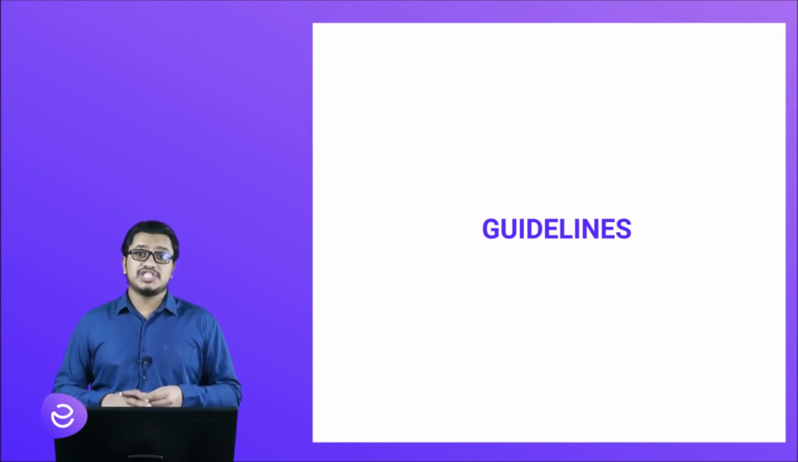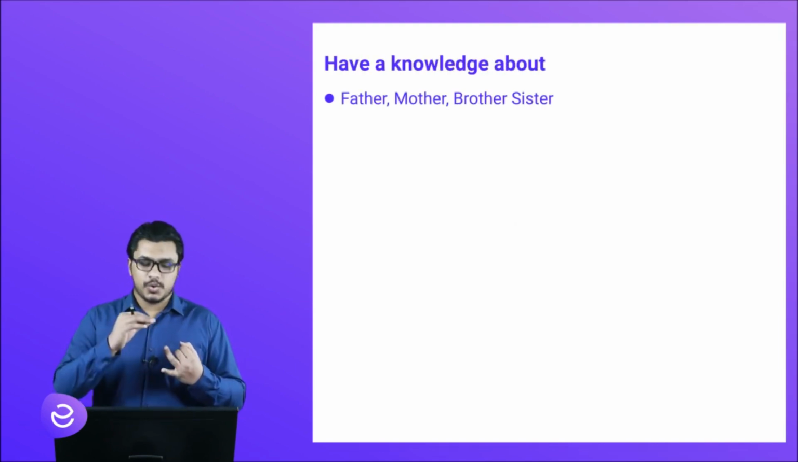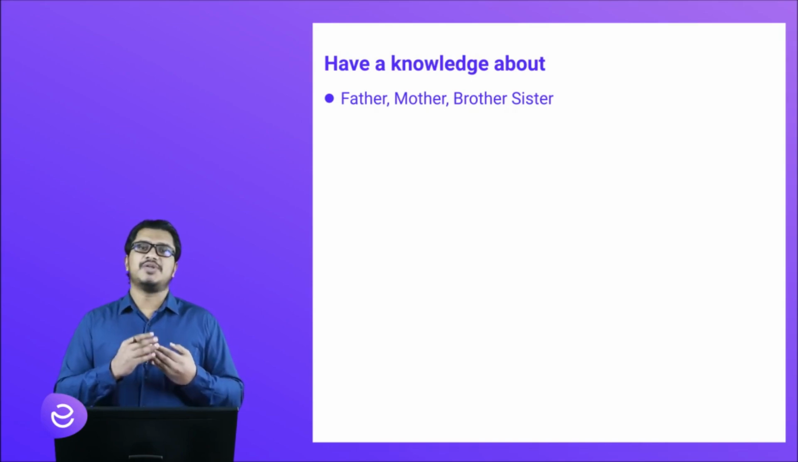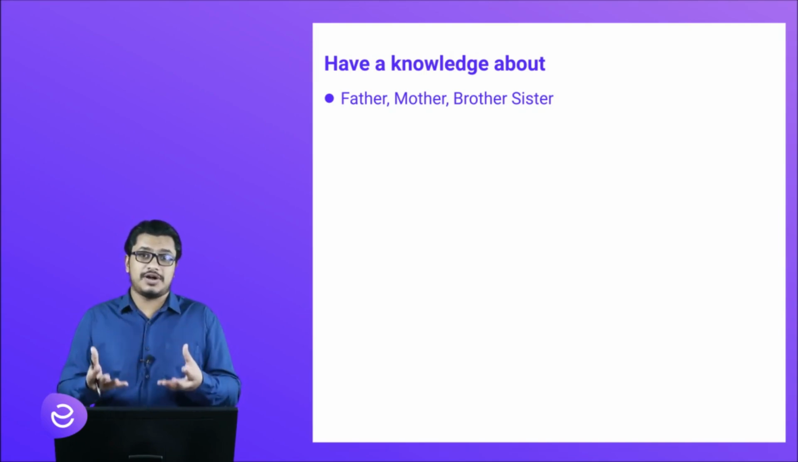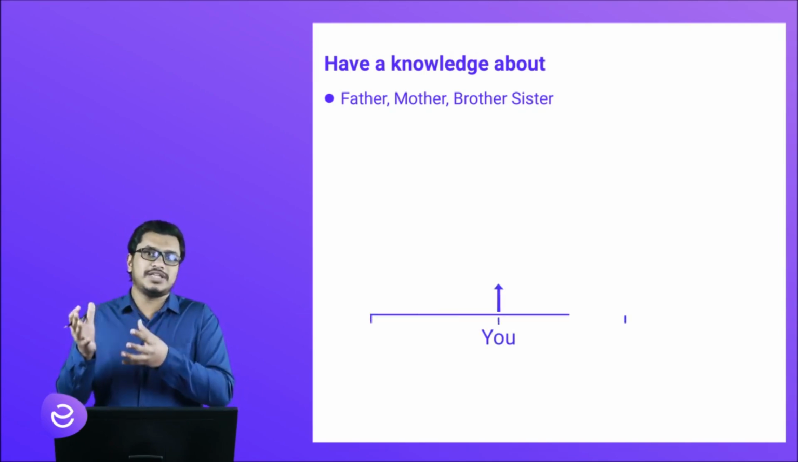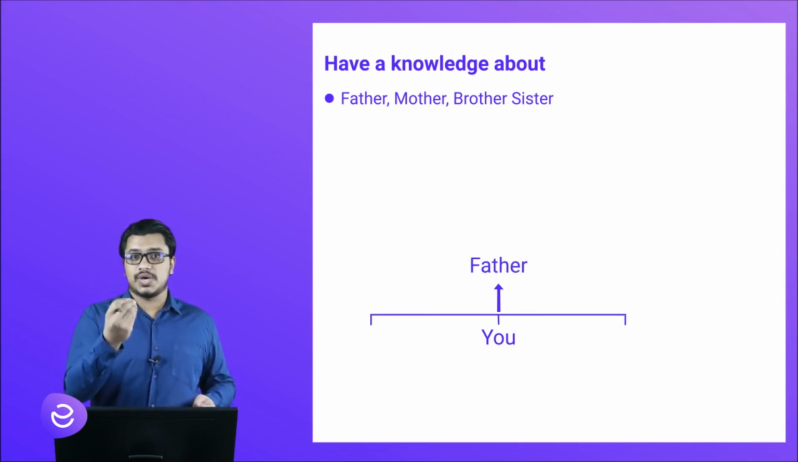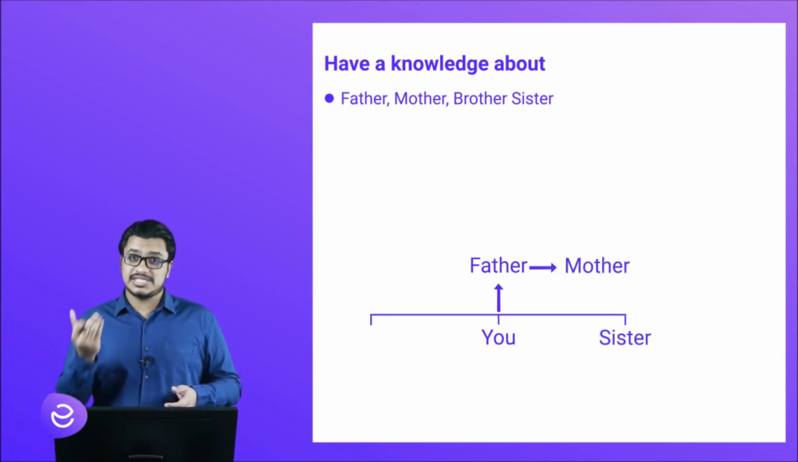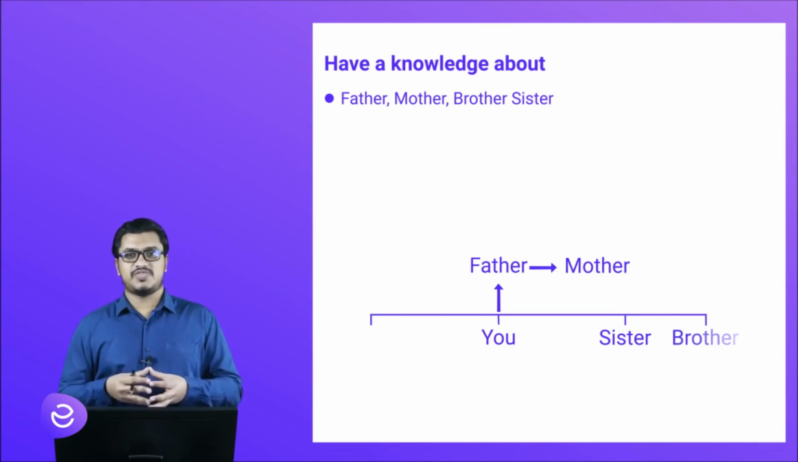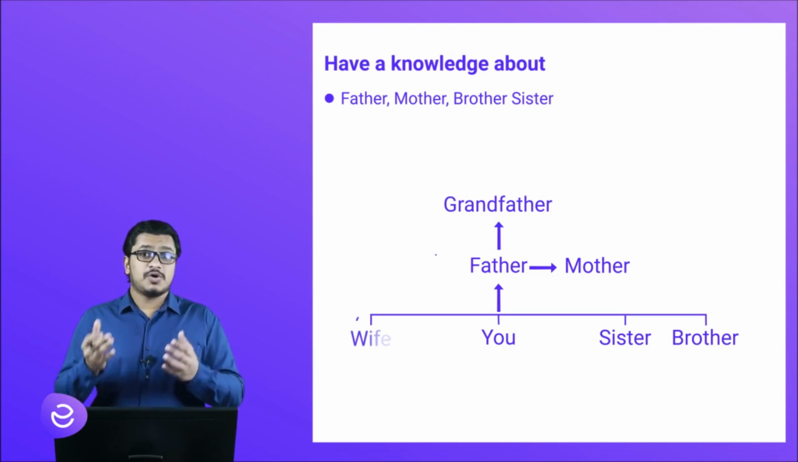The first guideline is to know about relationships. At first we have to have a knowledge about who your father is, who your mother is, who your brother is, and who your sister is. It might sound like a joke to a lot of people, but you have to know who your father is. It means that your relationship with your father is not through you alone. Your father is your mother's husband. Your father is your sister's father. Your father is your brother's father. Your father is actually your grandfather's son. Your father is your wife's father-in-law.